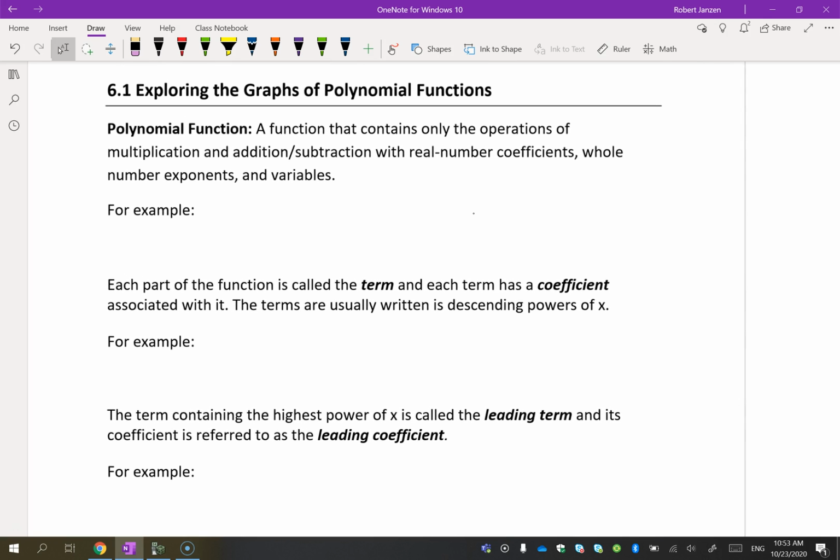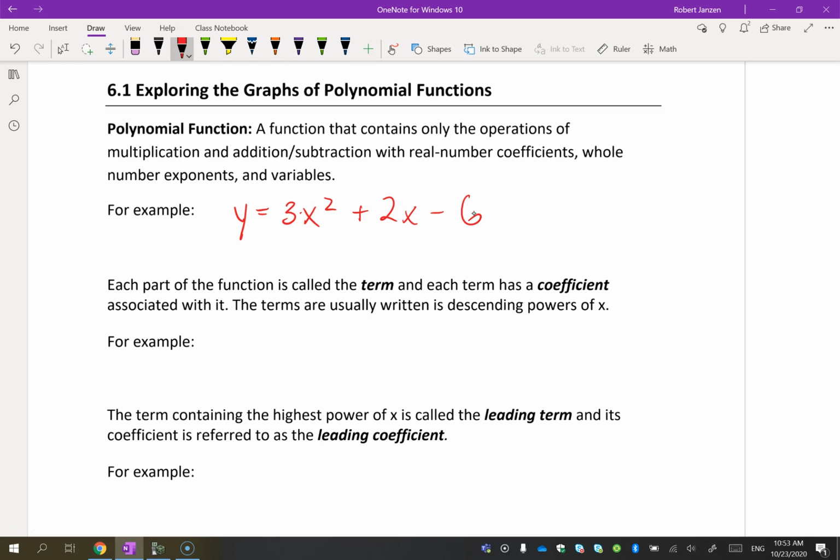Exploring the graphs of polynomial functions. What is a polynomial function? Well, a polynomial function might look like this. So let's write 3x squared plus 2x minus 6. Let's say that. It contains only the operations of multiplication, addition, subtraction with real number coefficients, so there's no square roots or cube roots or something like that. And then there are some variables.